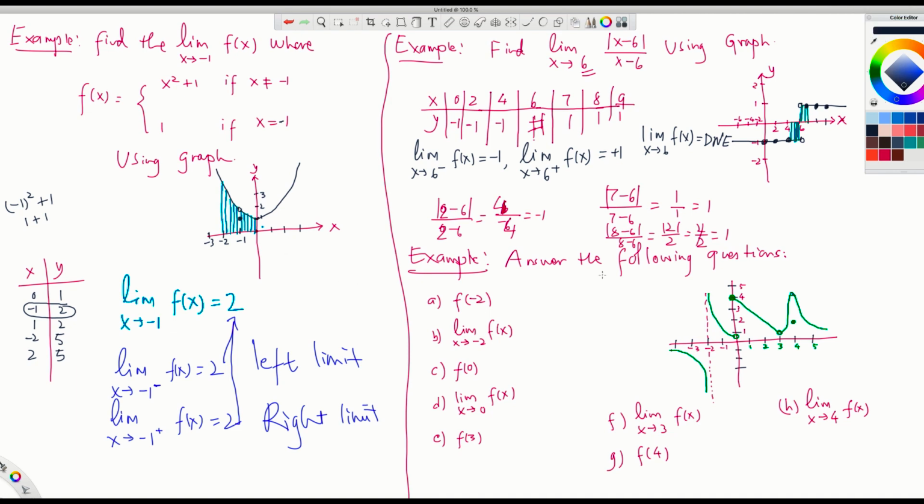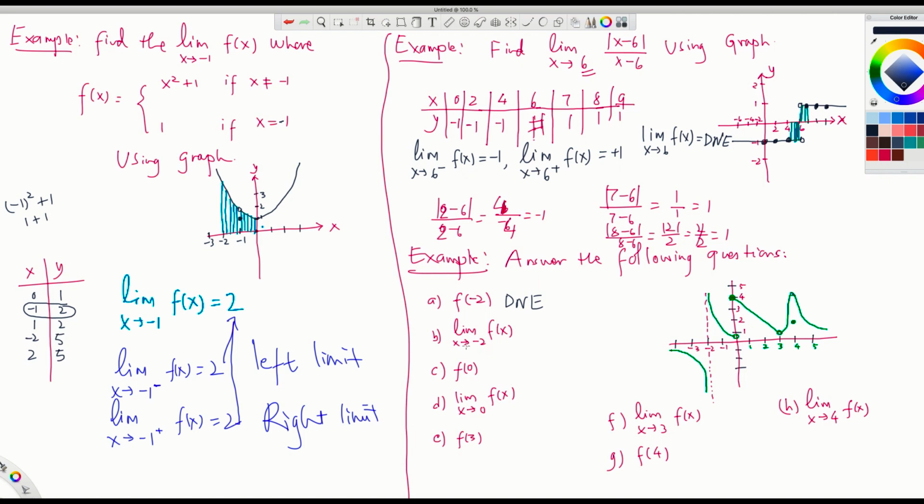Okay, so we answer the following questions from the graph. What is f at negative 2? This is not a limit, right? This is called the functional value. What is the height of the function at negative 2? There is a vertical asymptote at negative 2, so the height of the function does not exist. There is no height.